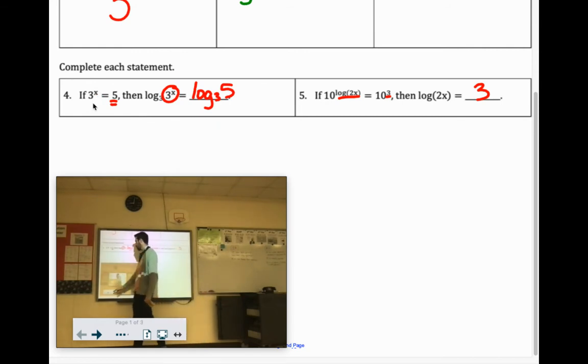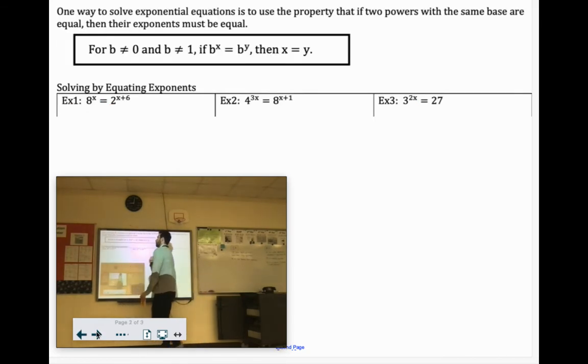So today we're solving logarithmic equations. The first problems we're going to do are exponential equations. So one way to solve exponential equations is to use the property that if two powers of the same base are equal, then their exponents must be equal. So 8 to the x is equal to 2 to the x plus 6.